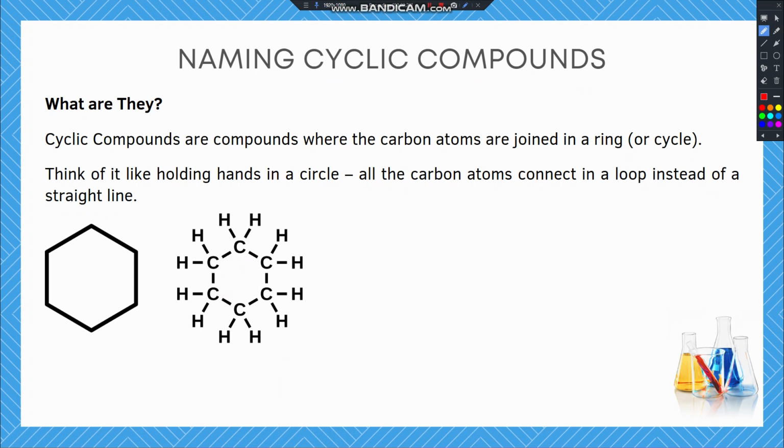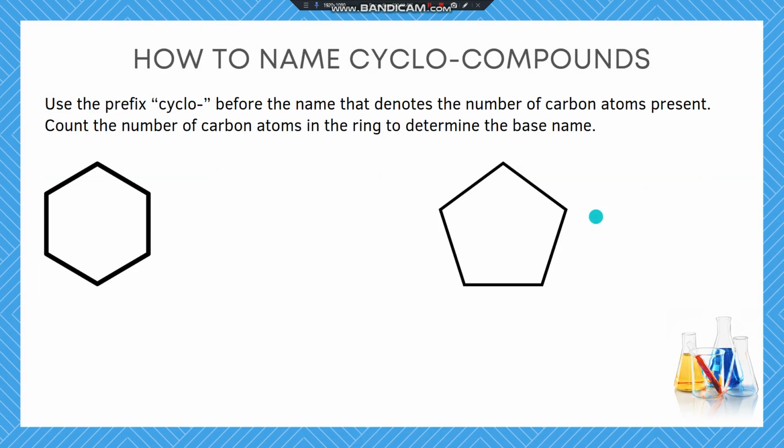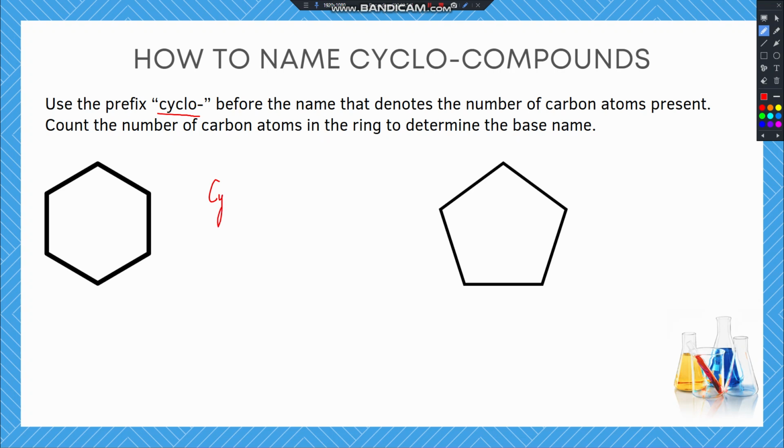So now that we have defined what cyclic compounds are, let's move on to the next thing that we have in this video. And the next thing is how to name cyclic or cyclo compounds, whichever one you use. Now, to name a cyclic compound, the first thing you are to do is to use the prefix cyclo. This word cyclo simply shows that it is in a ring format or ring structure. So once you have used the prefix cyclo, the next thing you are to do is to use the name that denotes the number of carbon atoms that are present.